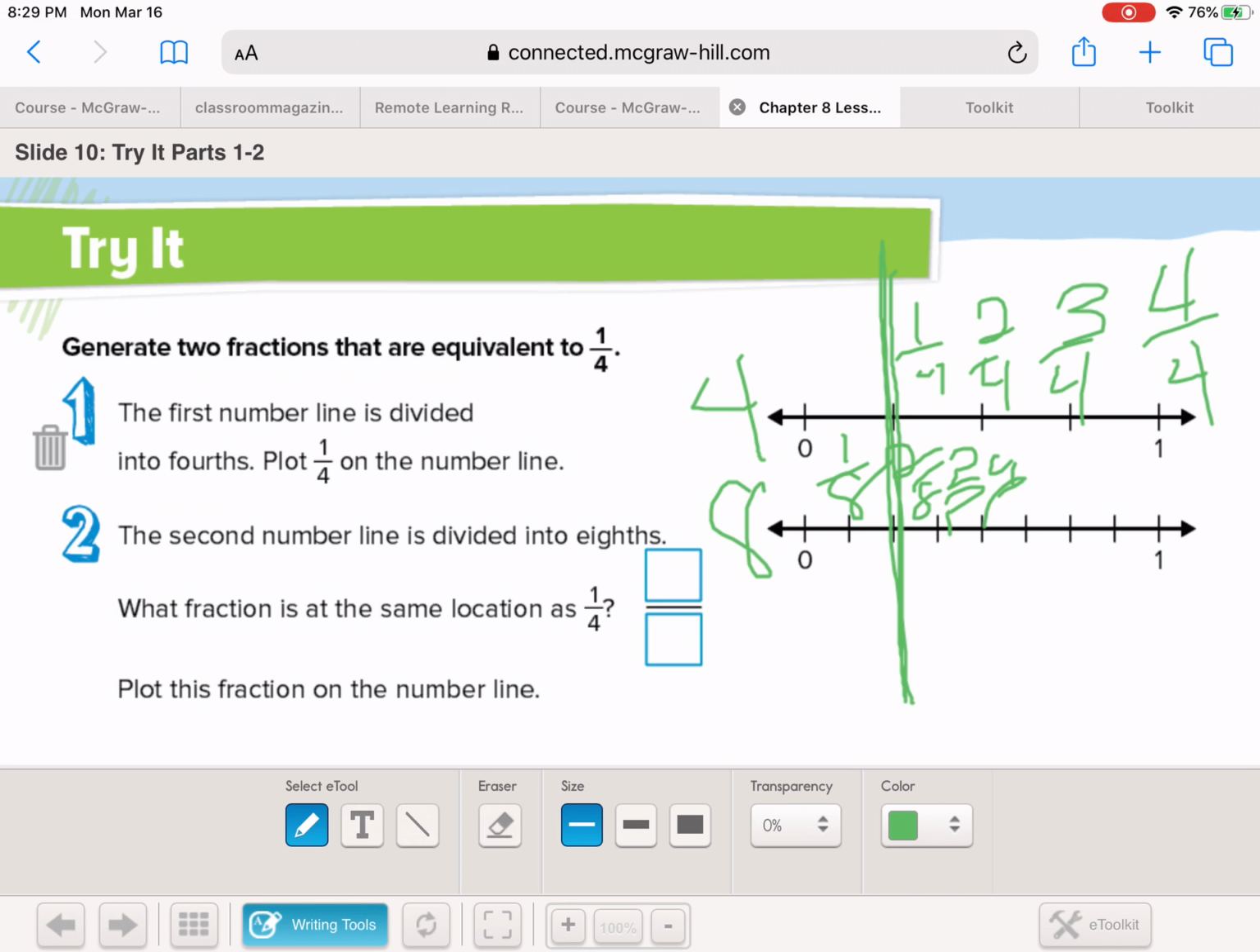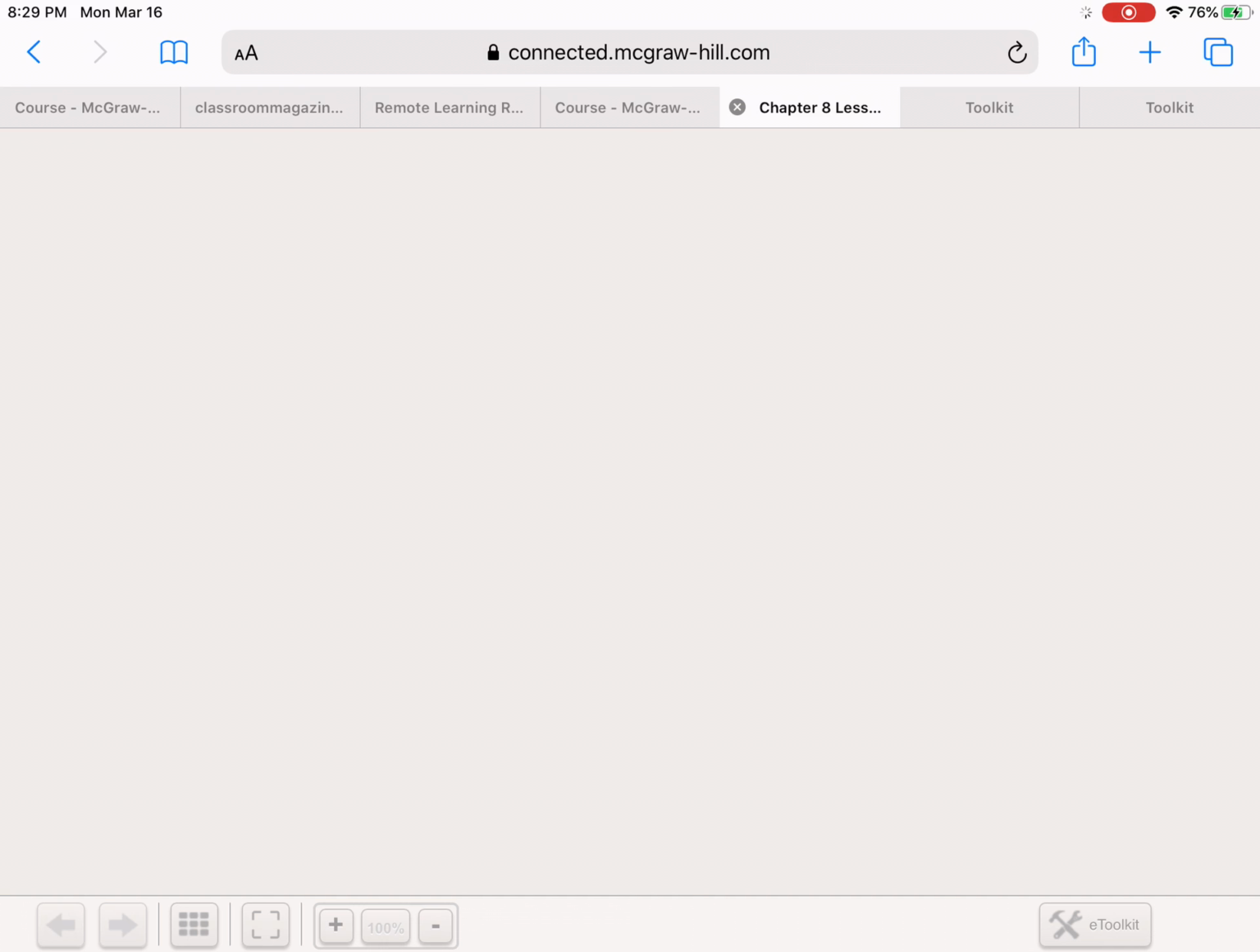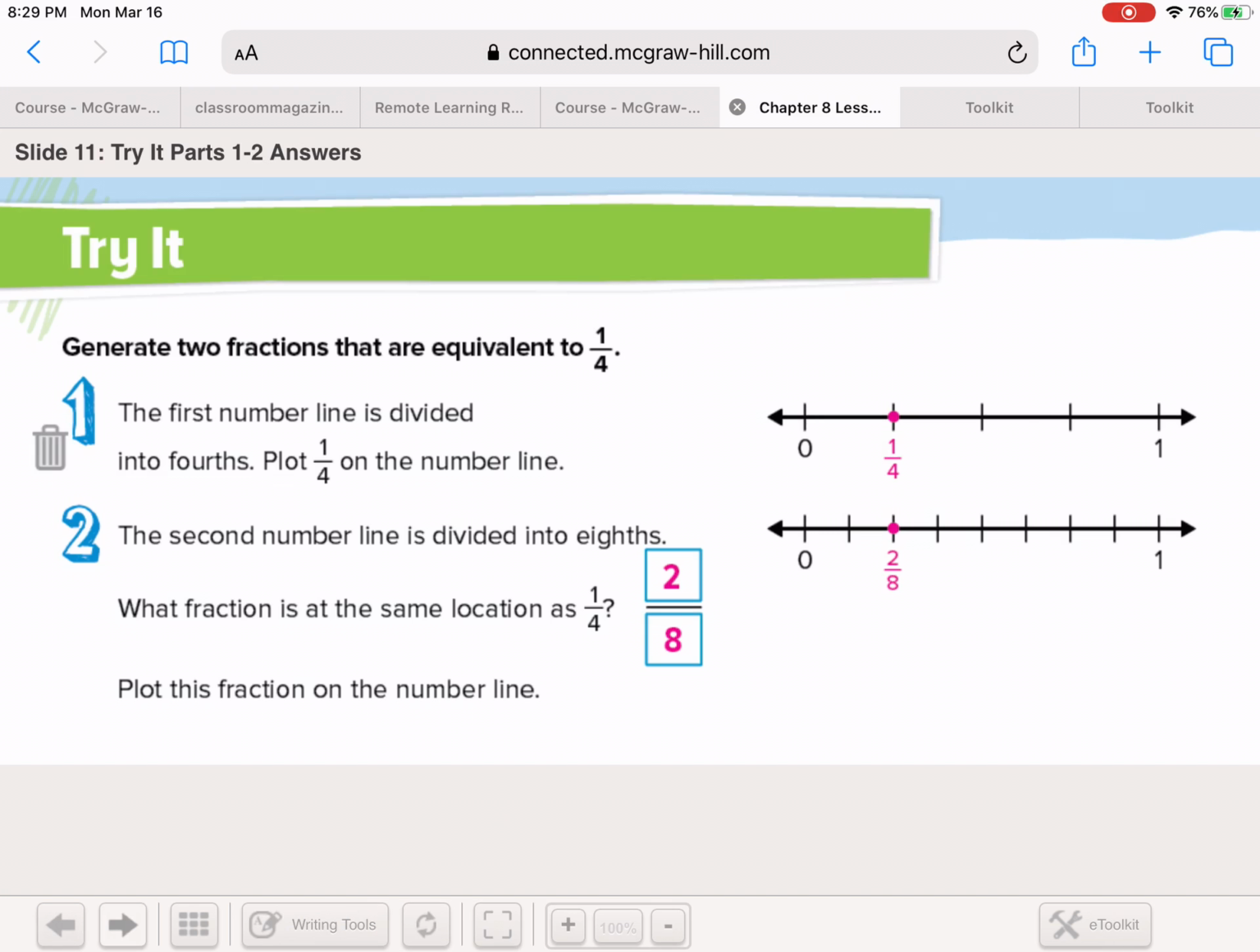Which fraction is at the same place as 1/4? So I just count 0/8, 1/8, 2/8. And then they wanted you to plot that. I plotted it. Here it is, done so much better.